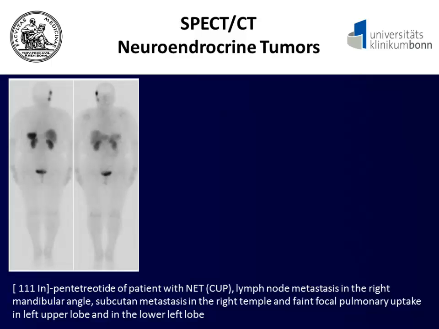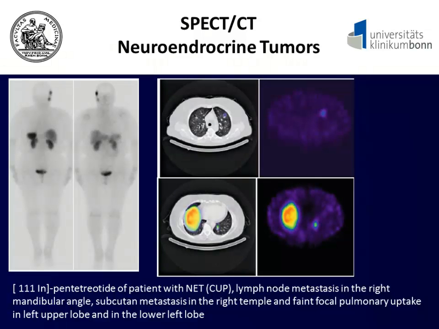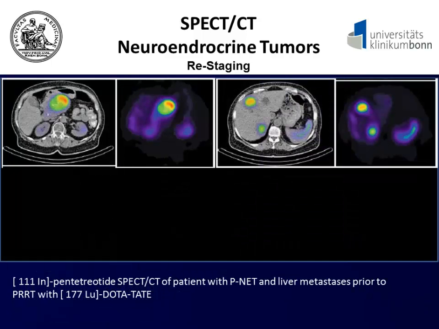As you see here, SPECT CT could confirm these accumulations in the lung precisely. And you can also use SPECT CT for follow-up after a specific treatment in neuroendocrine tumors.